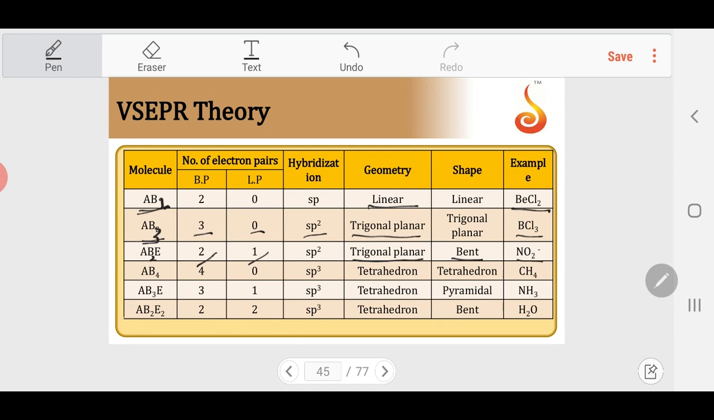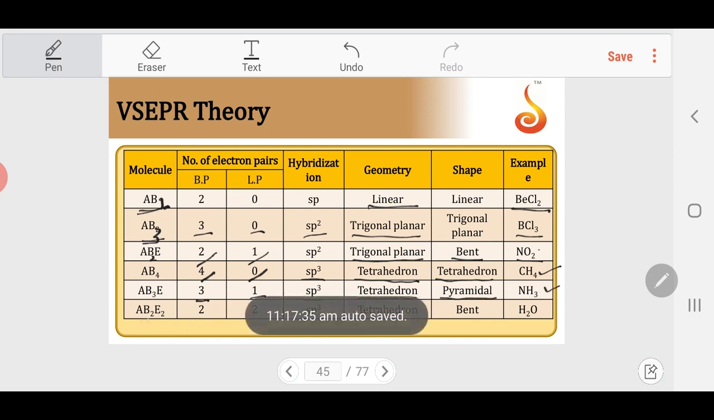Then AB4 means bond pairs are 4 and 0 lone pairs. The 4 pairs around the central atom means sp3 hybridization. The geometry will be tetrahedron. Since there are no lone pairs, the shape is also tetrahedron, and methane is the example. If one electron pair becomes a lone pair, then 3 and 1. Still hybridization is sp3 because of 4 pairs around the central atom. The geometry is still tetrahedron, but because one pair becomes a lone pair, the shape will be pyramidal, and the example is ammonia.